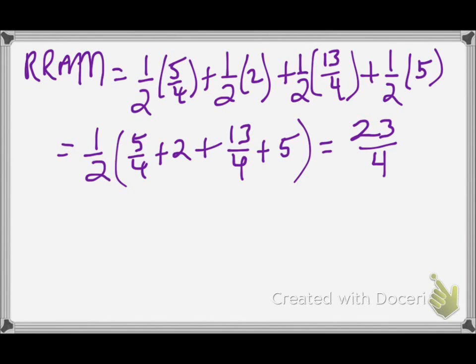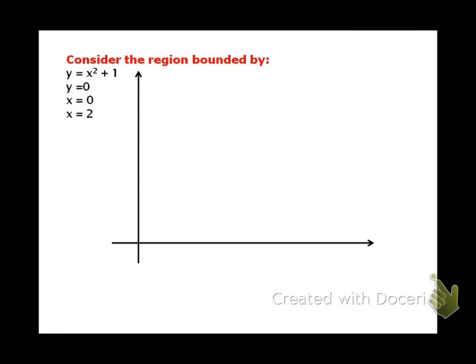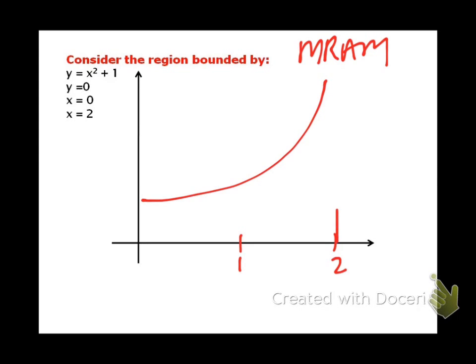that does not deal with the left or the right, but it deals with using right down the middle, the midpoint, or MRAM. So again, I'm going to graph y equals x squared plus 1. Here's 1, here's 2. Same thing that we've done before. Using the same intervals, starting at 0, going to 2, bounded by the same region.